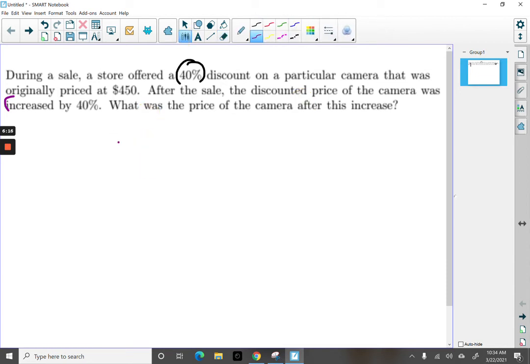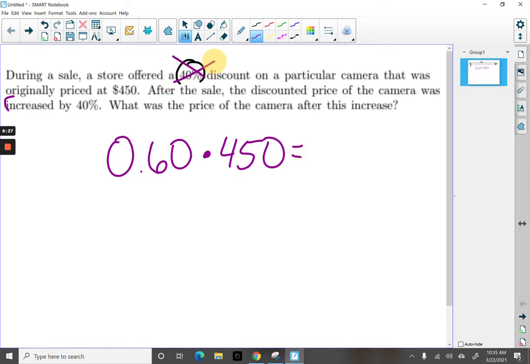I can take this 60% now and multiply that by 450. And because we are not solving for the 40% discount, we are technically solving for the 60% that we pay. We get this $270 right away. $270 during the sale. We get our answer very quickly.